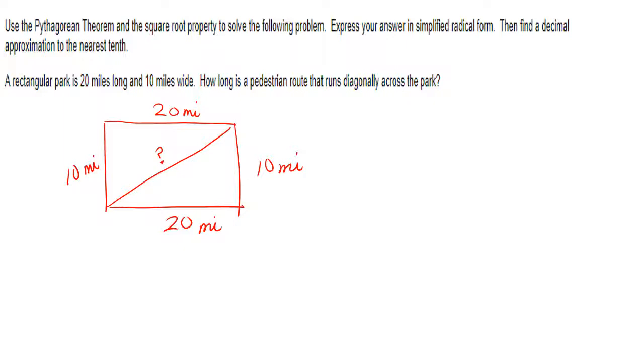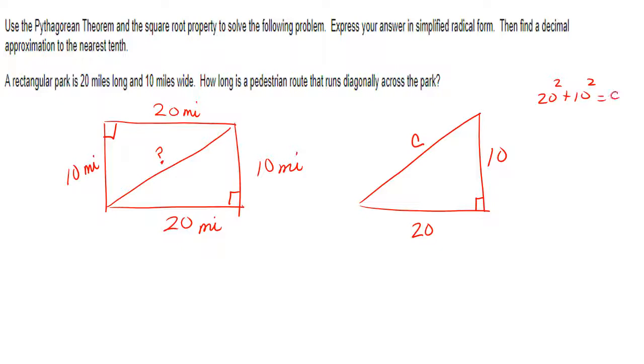Now, if you notice, this diagonal cuts our rectangle into two right triangles. So let's examine one of those right triangles to solve. On one of those right triangles, we see that we have the sides of 20 and 10. And this long side, the C, we do not know. However, if we set that up to solve, that would be 20 squared plus 10 squared equals c squared. 20 squared is 400. 10 squared is 100. And we simply add to get 500 equals c squared.